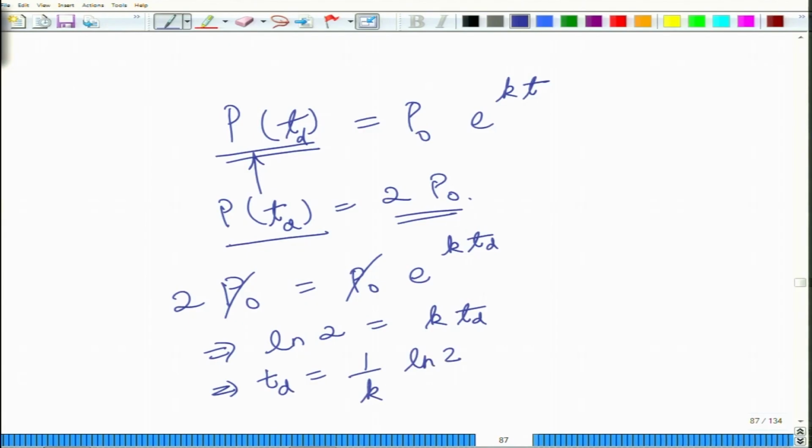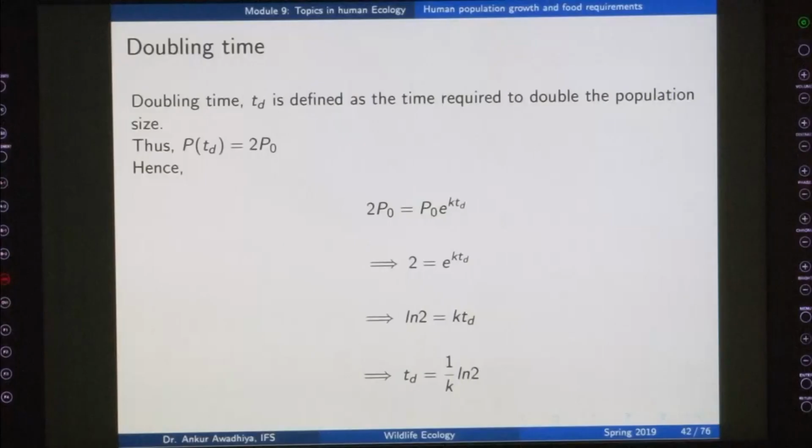Now in this particular case, because log 2 is a constant and k is also a constant, we can say that your TD is constant. Essentially, when you are having an exponential increase, there will be a fixed time period TD, which is known as the doubling time, in which you will see that the population is increasing in a geometric progression. So this is what Malthus had said. Essentially this is a formula that we can remember, that TD is equal to 1 by k log 2.